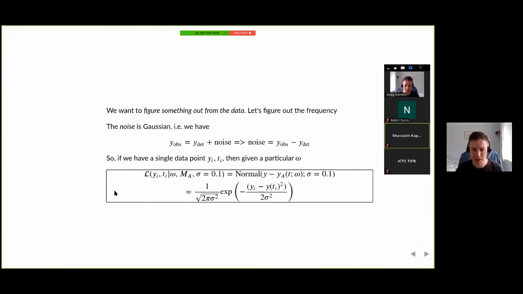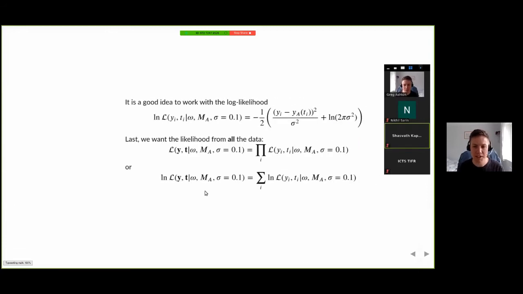So the likelihood, if you give me a data point yi, ti, and you tell me what omega is, and we know what sigma is, and things like that. I think the sigma's changed between these two slides. Apologies for that. If you spotted that, well done. Then it's just a normal distribution where I subtract off the model from the observed data. This is just the standard Gaussian distribution, subtracting off the model at ti from the observed data.